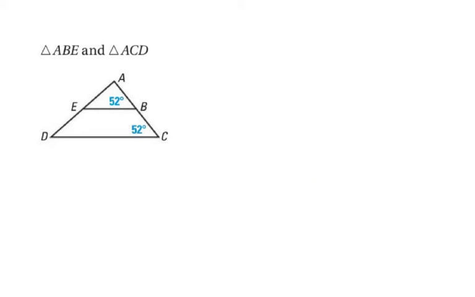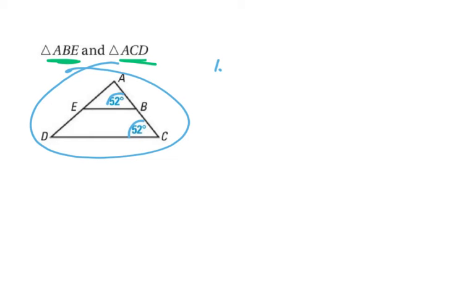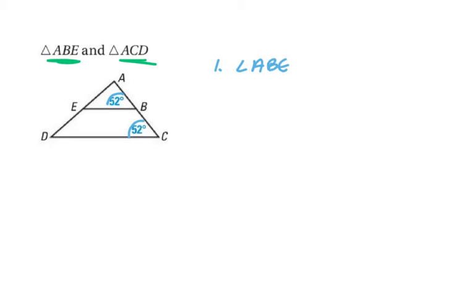So we know we're asking if ABE and ACD are similar. First, I know that 52 and 52 match up. So if I've got, ABE is the small triangle. ADC or ACD is the big triangle. So we've got angle ABE is congruent to angle ACD. So that's one. And then I'm like, whoa, I don't know anything else.